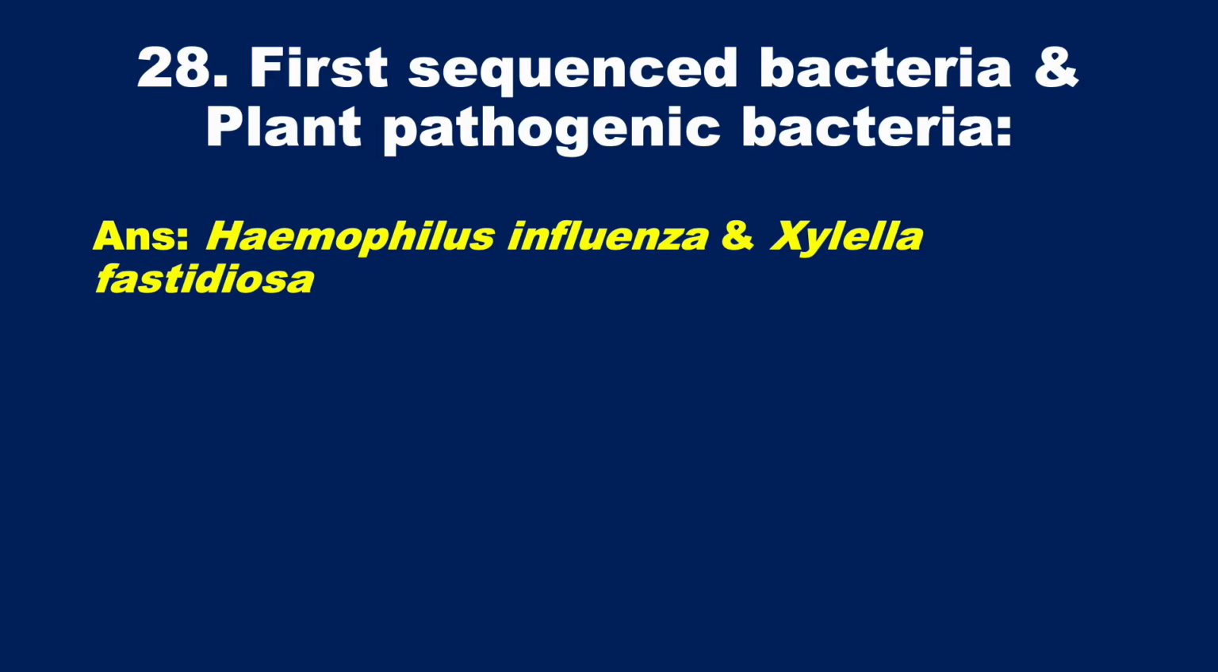Next question is, the first sequenced bacterium is Haemophilus influenzae, and the first sequenced plant pathogenic bacterium is Xylella fastidiosa. Haemophilus influenzae is responsible for causing respiratory infection in human beings. On the other hand, Xylella fastidiosa, the first sequenced plant pathogenic bacterium, is a gram-negative bacterium that causes various plant diseases including Pierce's disease in grapevines, citrus variegated chlorosis, and almond leaf scorch.